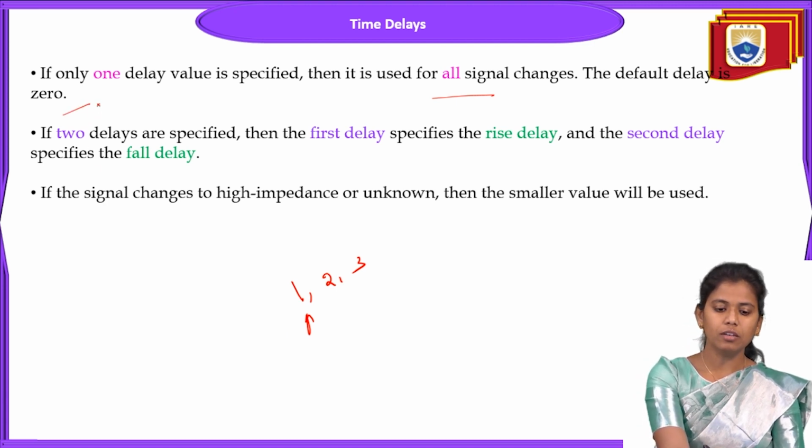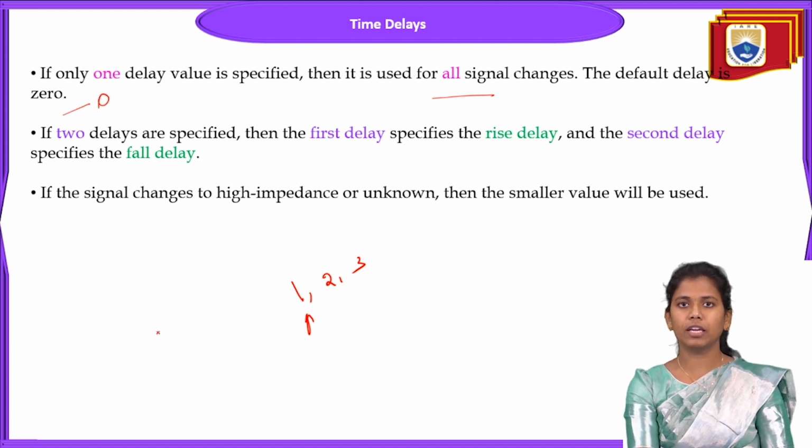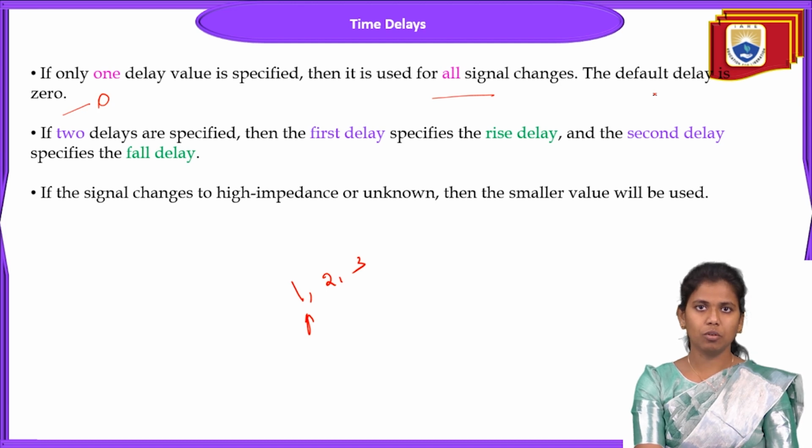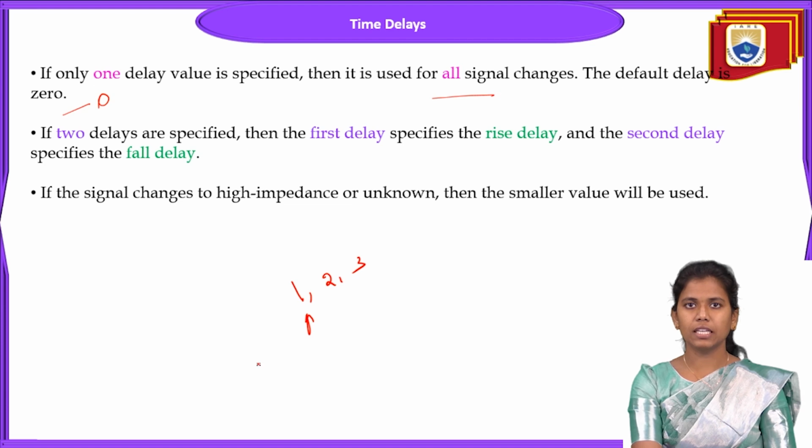Usually for the one delay, if the element is presented with one delay of time, then the fall delay is with respect to 0. So the delay can also change for all the signal changes.